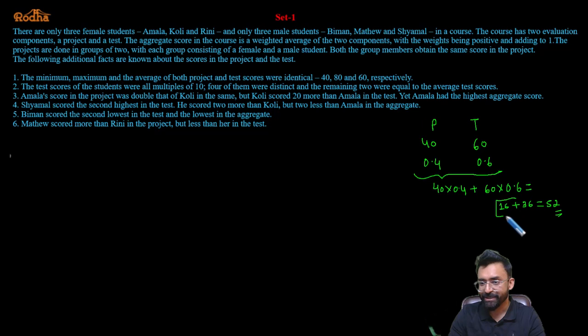That's how aggregate score will be calculated. Are you getting this point? Fine. So weights are positive and summation of the weights is 1. There are 2 components, project and test. So somebody's composite score will be calculated on the basis of the weighted average of test score and the project score. Fine. So this is what we have.